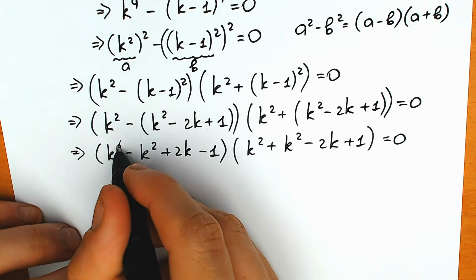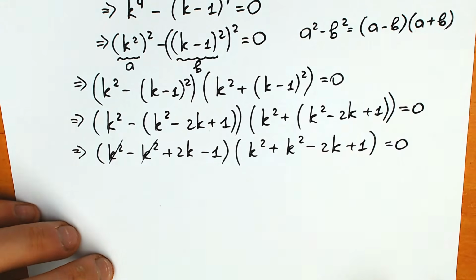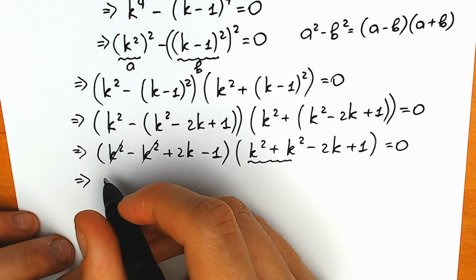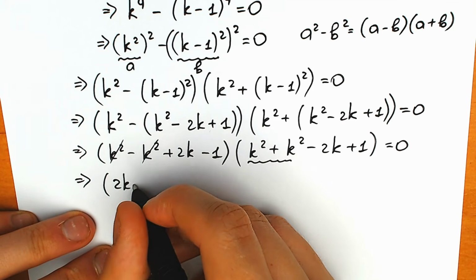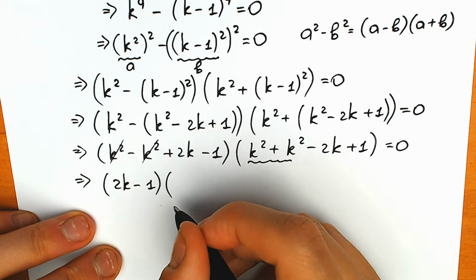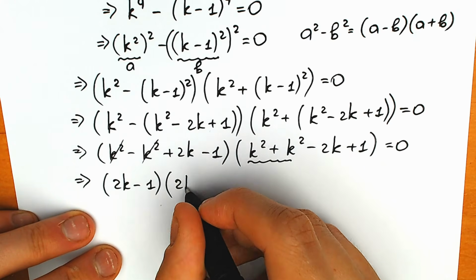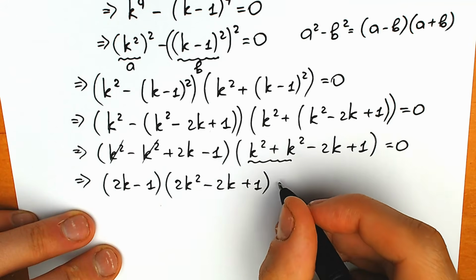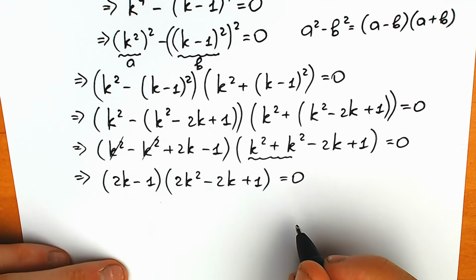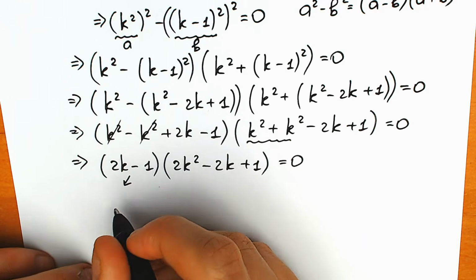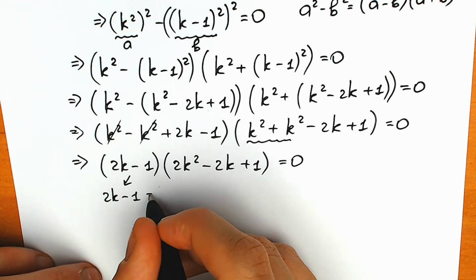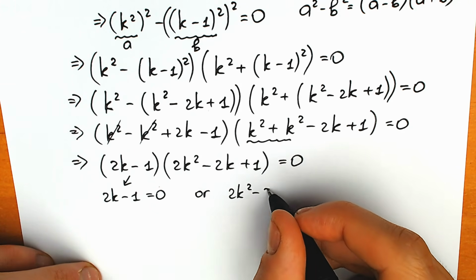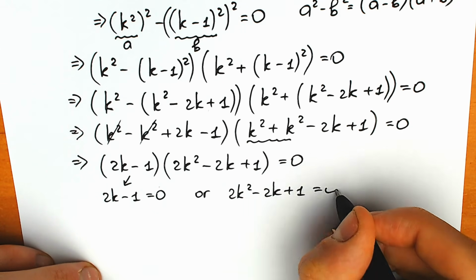Right now the k squared terms we can easily cancel, and here we can add k squared plus k squared. So as a result, we have a product of two parentheses. We have (2k minus 1) and another parenthesis, (2k squared minus 2k plus 1), equal to 0. A product of two parentheses equals 0 when the first parenthesis equals 0, so 2k minus 1 equals 0, or the other one, 2k squared minus 2k plus 1 equals 0.